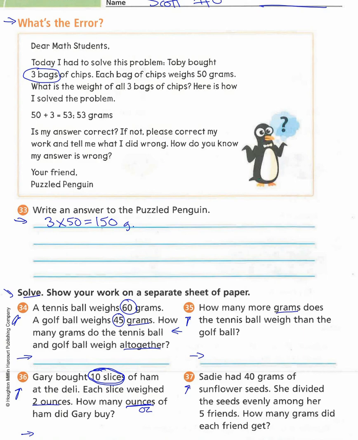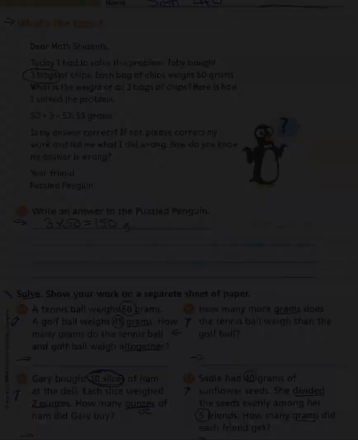Okay, and then last one on this page, Sadie. Sadie had 40 grams of sunflower seeds, and she divided the seeds evenly among her 5 friends. So we have those two and the word divided. How many grams, there's our label, did each friend get? So pretty straightforward. They give you lots of information there. Go ahead and write your equation there with your answer and your label. Pause the video, do that work, start the video back up when you're ready to go on.